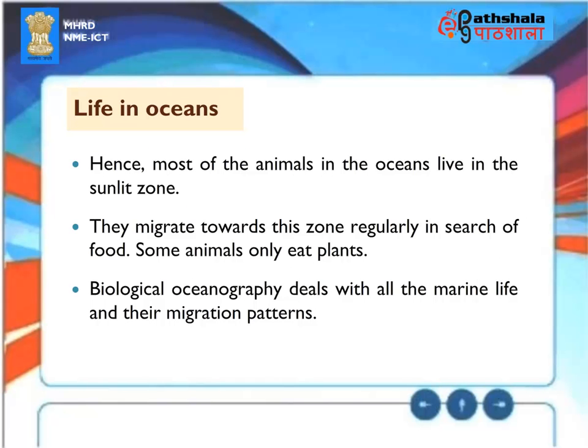Hence, most of the animals in the oceans live in the sunlit zone. They migrate towards this zone regularly in search of food. Some animals only eat plants. Biological oceanography deals with all the marine life and their migration patterns.